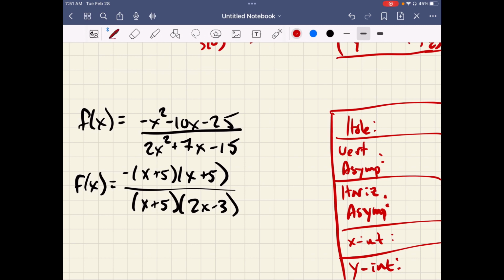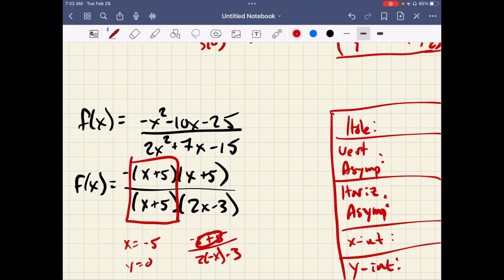All right, first thing I'm going to do, I have x plus 5 on both the top and bottom. I know my x value for my hole is going to be negative 5 because that's the value that makes this factor 0. And then I'm going to take the negative 5 and plug it into the other two terms. And here you can see I get 0 on the top, which makes the whole thing 0. So my y coordinate there is 0, so I have a hole at (negative 5, 0).